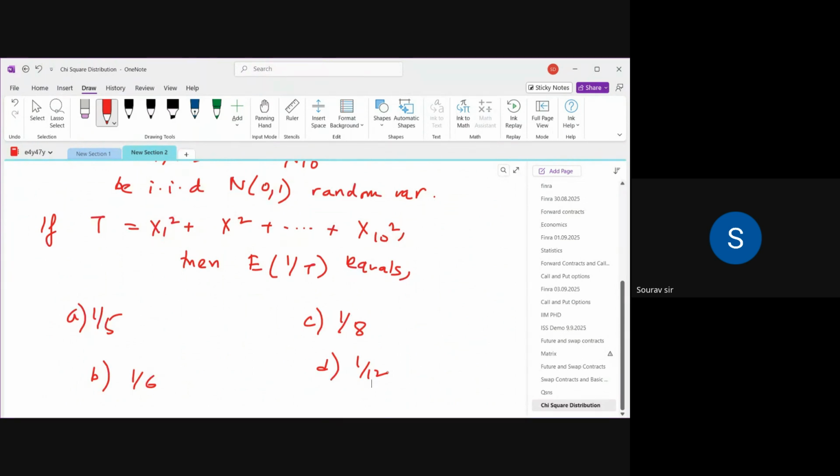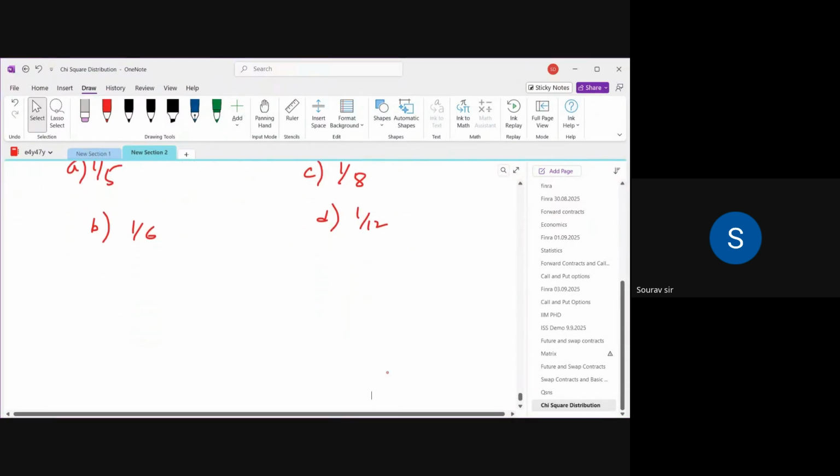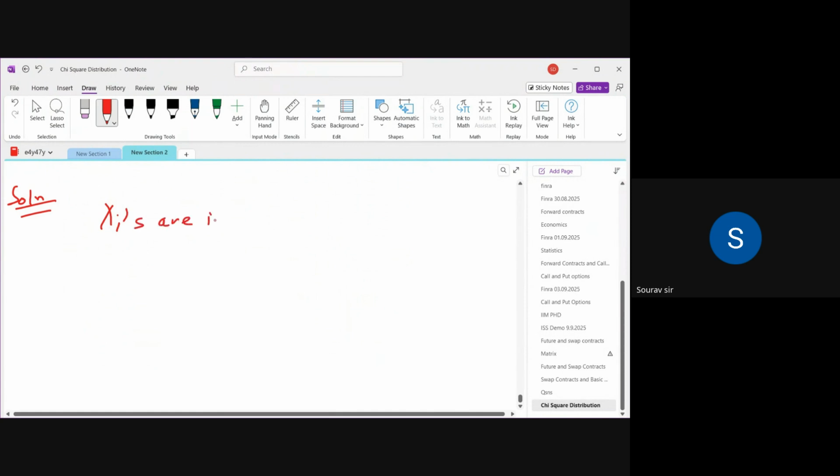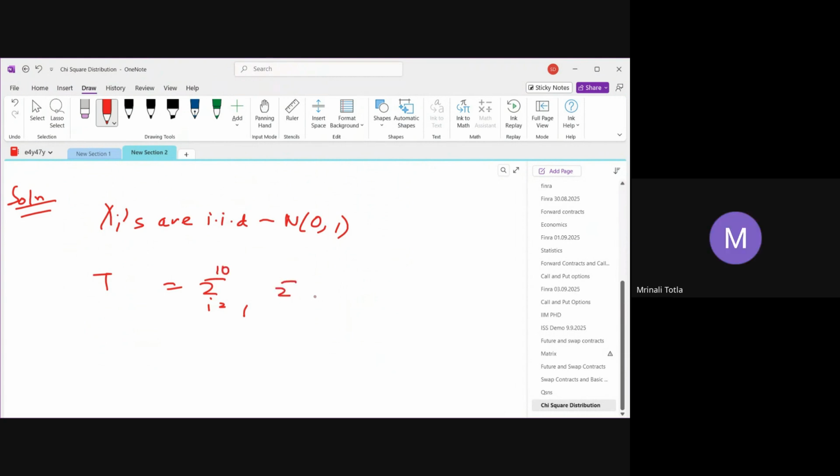Who will tell me this? So here the xi's are independently and identically distributed N(0,1). So T is the summation. Yes, is anybody telling anything? Ma'am, I got 1 by 8. Which one? You are telling me the answer, I forgot the option. I got the answer as 1 by 8. Okay, let's see together. I have written it.